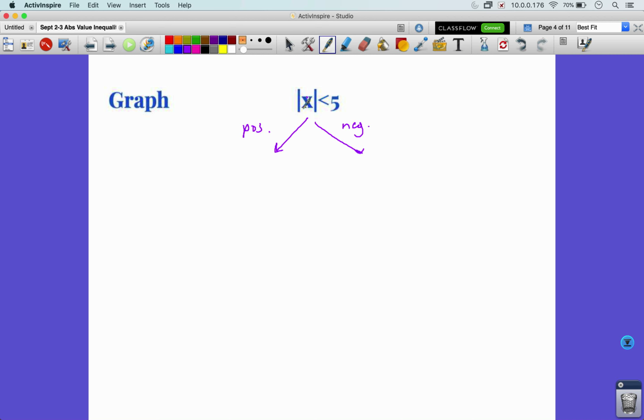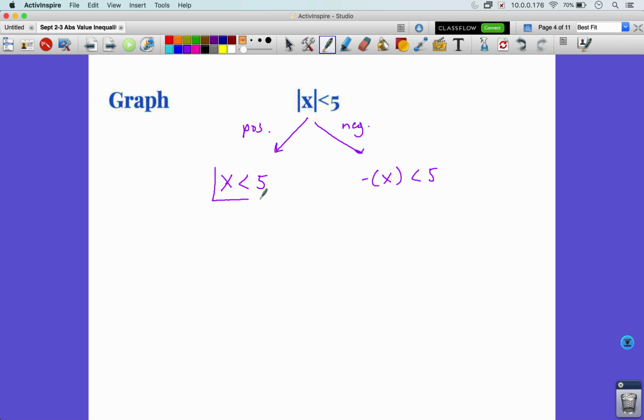negative. So we'll say that x is a positive number, so the brackets don't have a job to do, they can just go away. X is less than 5. In the negative case, well, the brackets do have a job to do. They've got to flip that back to being positive, so they turn into a negative parentheses. So negative parentheses, x is less than 5.